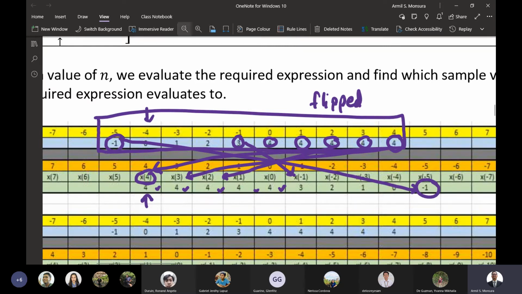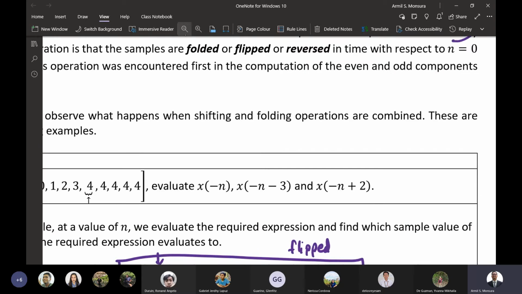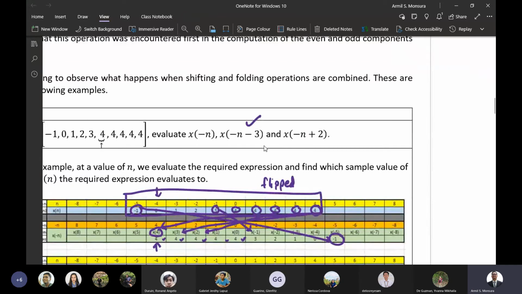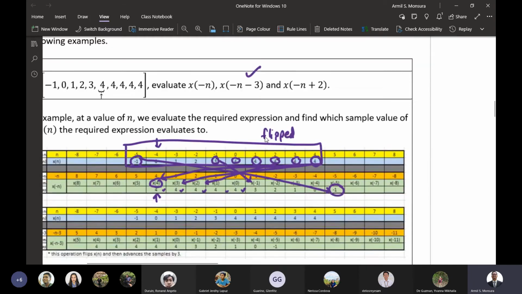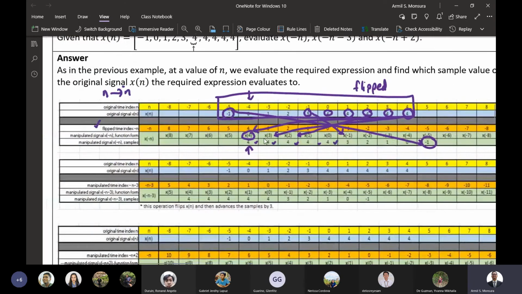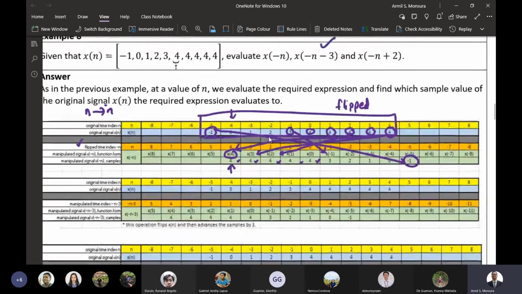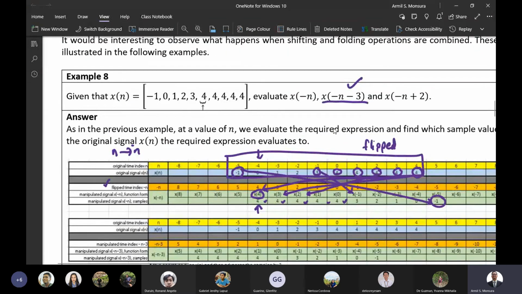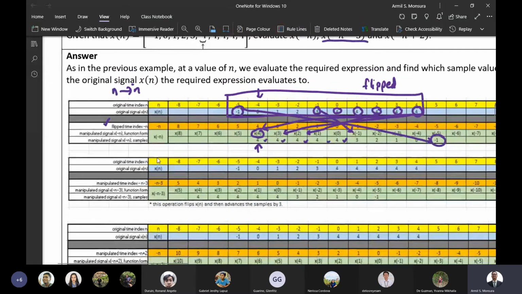Okay. Now, it is also of interest for us to know what would happen pag pinagsama natin yung flipping and delay or flipping and advance. Okay? So, sige, tingnan na natin. Ganito, no? For example, we are trying to evaluate itong x of negative n minus 3. Okay. So, ito yung table na yun. This is for x of negative n minus 3.